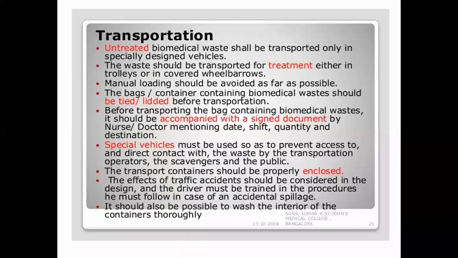Now coming to the transportation. All the waste, the hospital will pick up. There will be a handler, someone who works on this, who is going to take up all the bins and transport them to the facility where they will do all this segregation and screening. Untreated biomedical waste shall be transported only in a specially designed vehicle. The waste should be transported for treatment either in trolleys or in covered wheelbarrows.